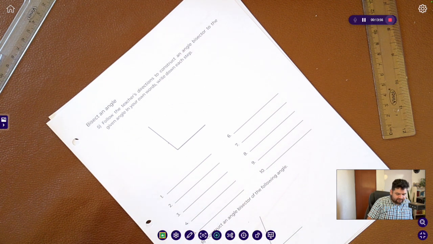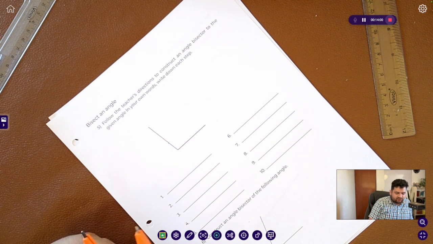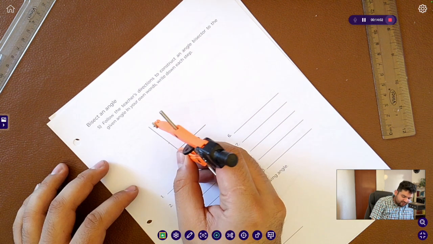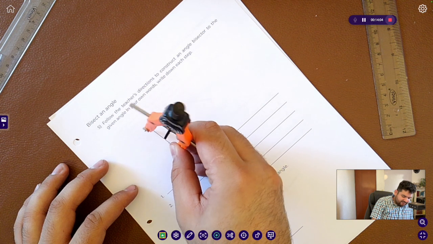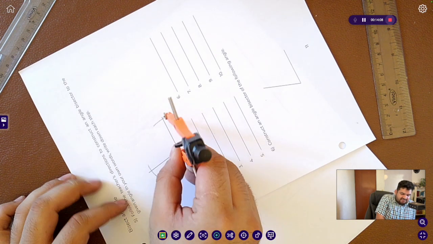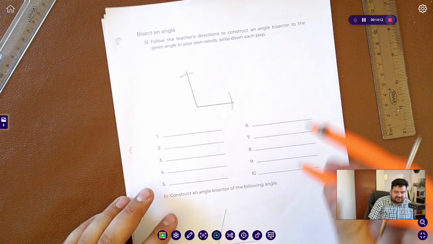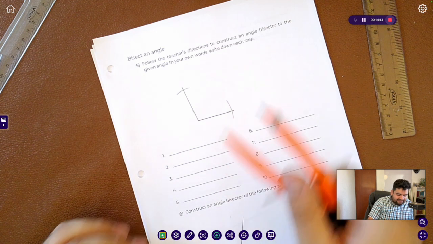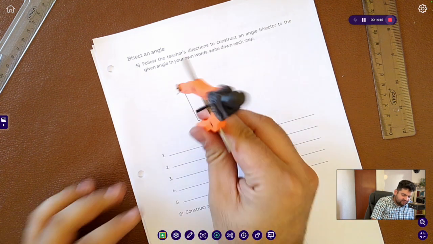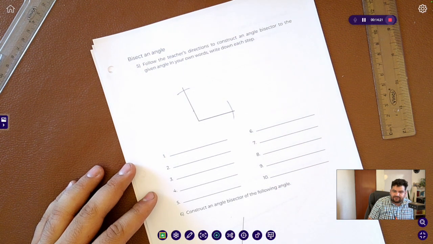Okay, my third skill, bisecting an angle. Bisecting, remember that means to cut into two congruent parts. So I'm gonna open my compass and draw two arcs at any distance. I don't care at which distance, at any distance. And then I'm gonna do two arcs, this and this, one in each ray.